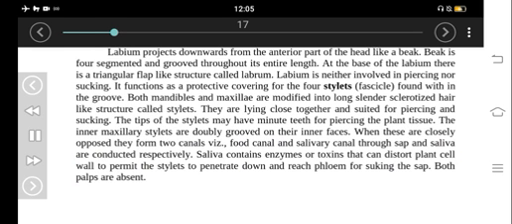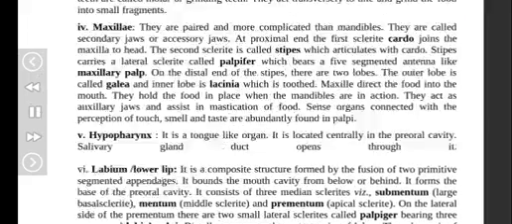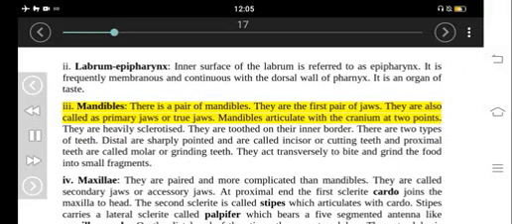iii. Mandibles. There is a pair of mandibles. They are the first pair of jaws. They are also called primary jaws or true jaws. Mandibles articulate with the cranium at 2 points. They are heavily sclerotized. They are toothed on their inner border. There are 2 types of teeth. Distal or sharply pointed teeth are called incisor or cutting teeth, and proximal teeth are called molar or grinding teeth.